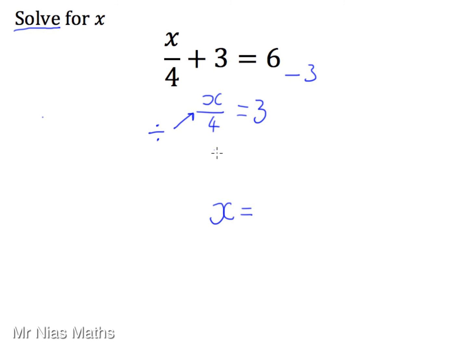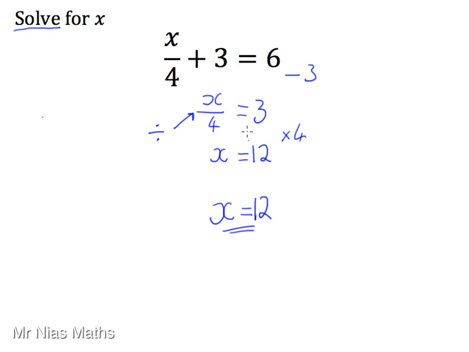So if I want to get rid of this and leave it with x equals, so just x on its own, I need to do the inverse of divide by 4, which is times by 4 on this side. 3 times by 4 is 12. So my answer is x equals 12.